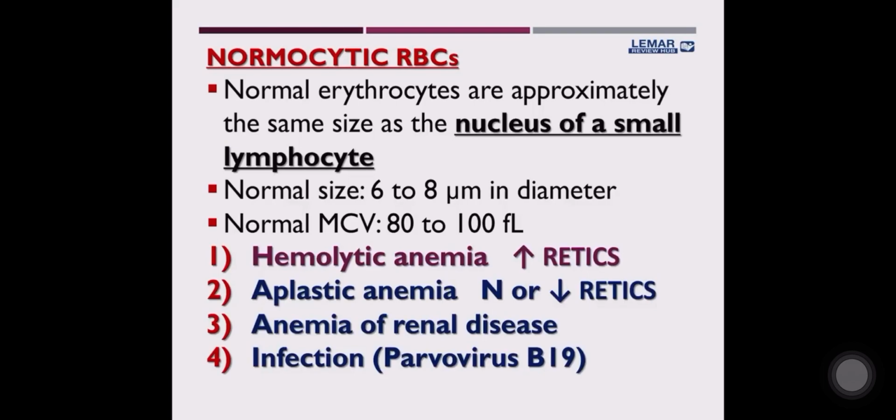Normocytic in hemolytic anemia, but please take note, in hemolytic anemia nagre-respond ang bone marrow to hemolysis by producing more RBC. This can be seen with an increased retic. In aplastic anemia, anemia of renal disease, or in case of infection, parvovirus B19, ang retic is normal or decreased, meaning hindi nagre-respond ang marrow to anemia by producing more RBC.